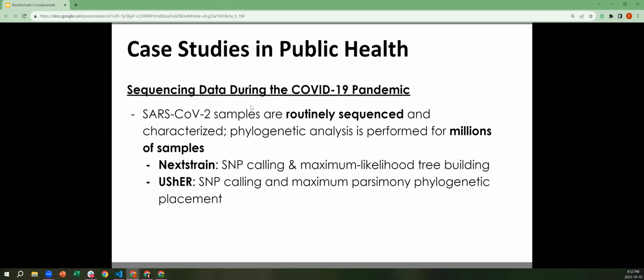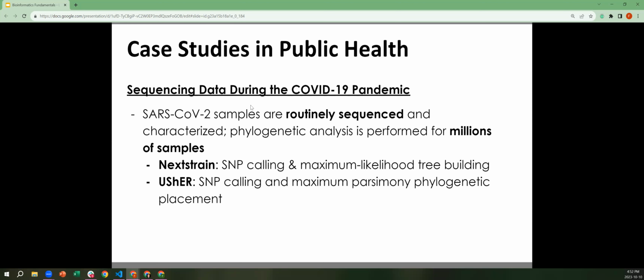So starting with SARS-CoV-2, we should all be familiar with SARS-CoV-2 at this point. It's routinely sequenced and characterized by bioinformatics workflows. Genomes are assembled and then phylogenetic analysis is performed for millions of samples. You can go check out a number of sites. I know taxonomy.org has a great phylogenetic tree that's virtually infinitely zoomable. NextStrain is one of the best places to visualize SARS-CoV-2 phylogenetic trees. NextStrain is a fantastic tool.